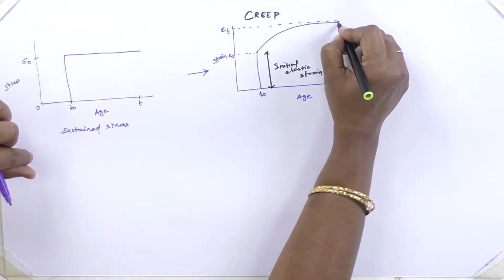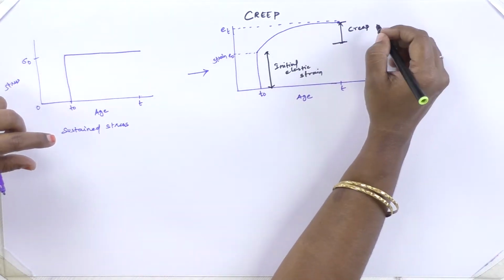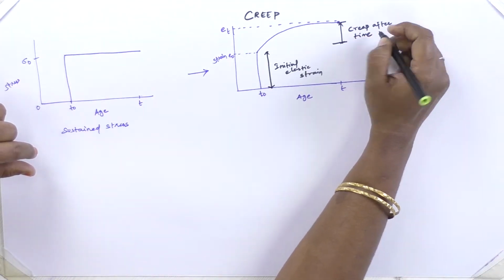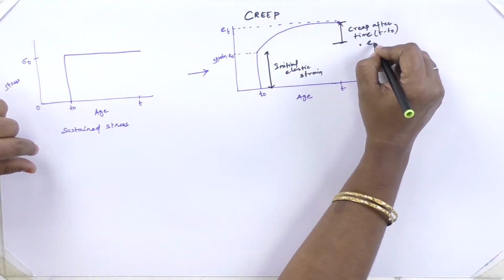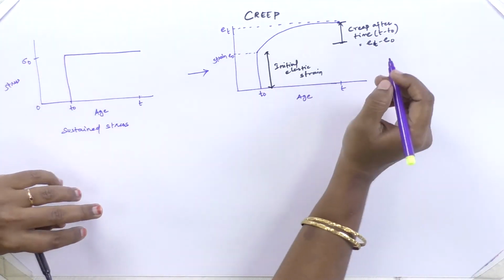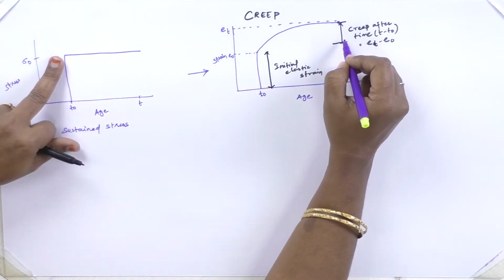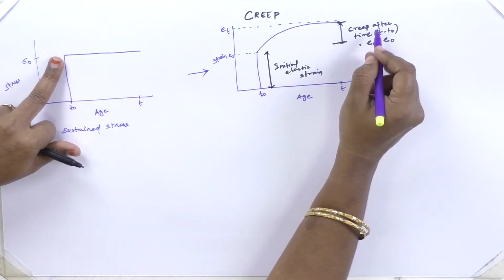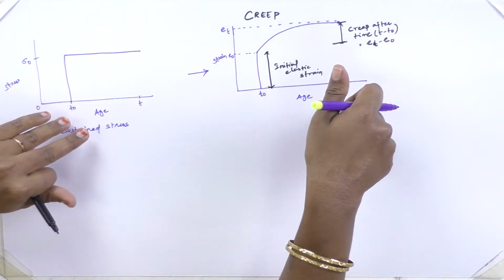and this difference is called creep. After time T minus T0, it is nothing but ET minus E0. Because of that sustained loading, this is the behavior change in my concrete, and that behavior change is termed as creep after a particular period of time.